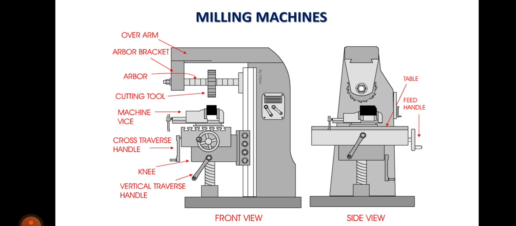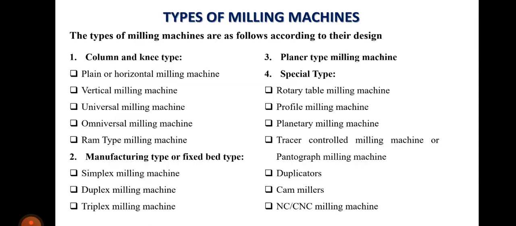Then the next one is the elevating screw. The upward and downward movement of the knee and the table is given by the elevating screw, that is operated by hand or an automatic feed. This is all about the different parts of the milling machine.